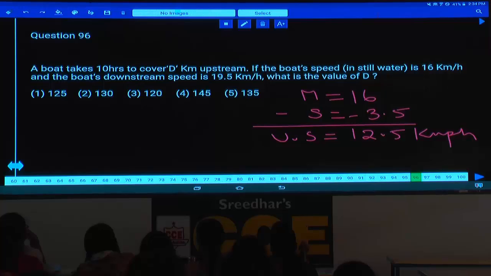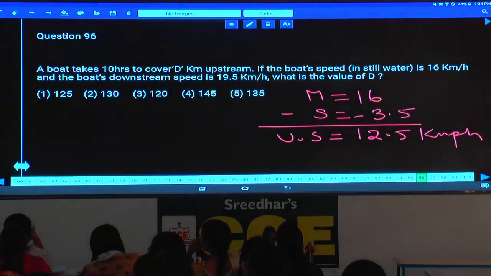If it travels for 1 hour, it will cover 12.5 kilometers. Yes or no? But in upstream, d distance is covered in how many hours? That means in 1 hour, if it travels 12.5 kilometers, in 10 hours it will cover 125 kilometers. First option.